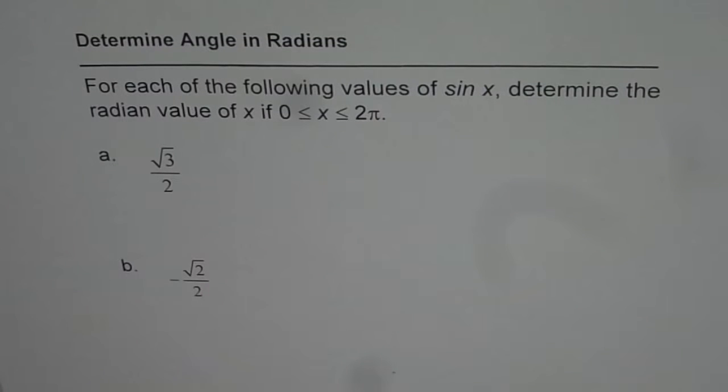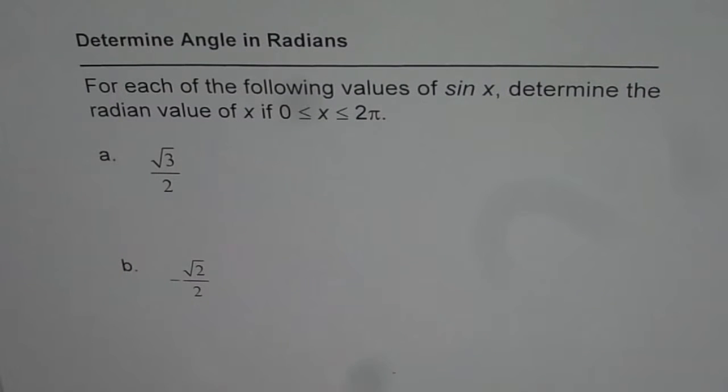Let us now understand how to find the angle in radians. The question is, for each of the following values of sine x, determine the radian value of x if x is greater than or equal to 0 and less than or equal to 2 pi. So we are given two different values of sine x. How to find this solution?